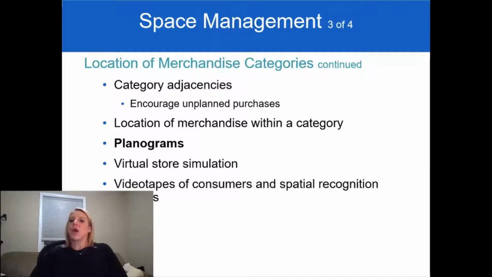So retailers use a variety of rules to locate specific SKUs within a category. Some tools that retailers use to make decisions on the positioning of items are planograms, virtual store software, videotapes of consumers, and spatial recognition systems as consumers are moving throughout the store. A planogram is a diagram that shows how and where specific SKUs should be placed on retail shelves or displays to increase customers' purchases. The locations can be illustrated using photographs, computer output, or artist renderings.